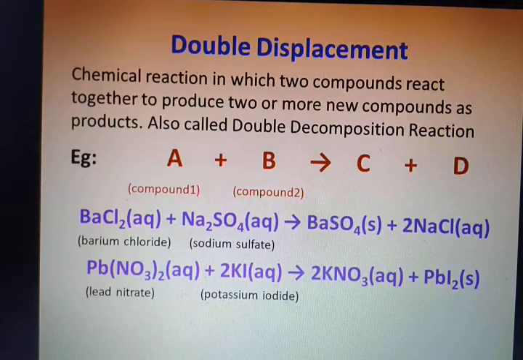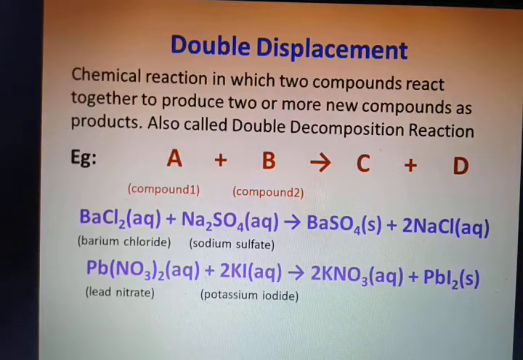The next is the double displacement reaction. Over here, the situation is that two compounds will react together to form two or more new compounds as products. So two compounds will react together to form either two new compounds, or more than two. It can be 3 or 4 new compounds as the products. This double displacement reaction is also called a double decomposition reaction.